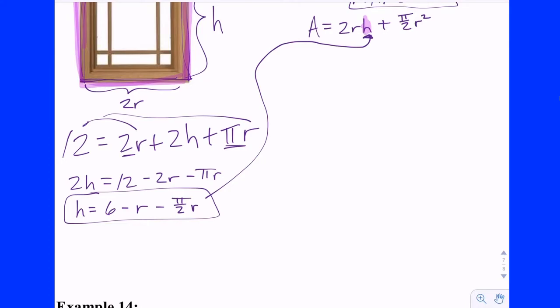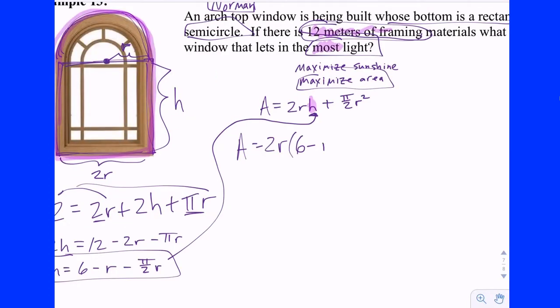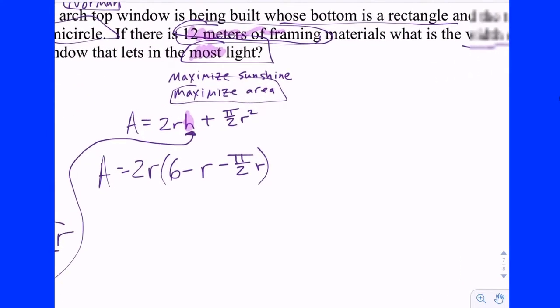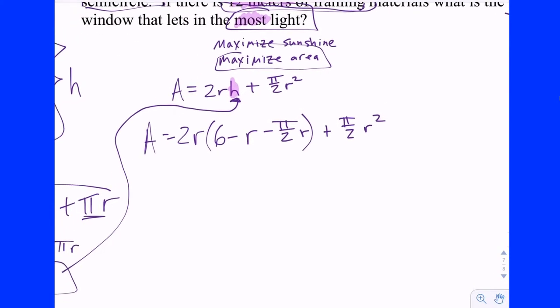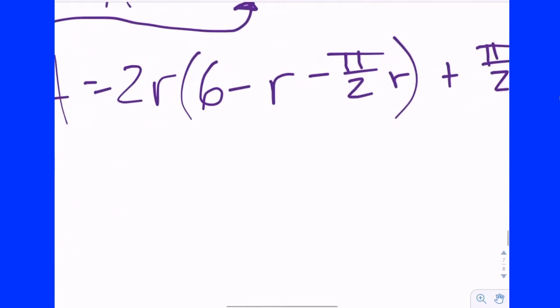Let's plug in. A equals 2r times our new h, which is this fantastic three-term dude: 6 minus r minus pi halves r. And then plus pi halves r squared. Yeah, that's what I was saying. We have r terms, but they have unlike coefficients: minus 1r minus pi halves r.